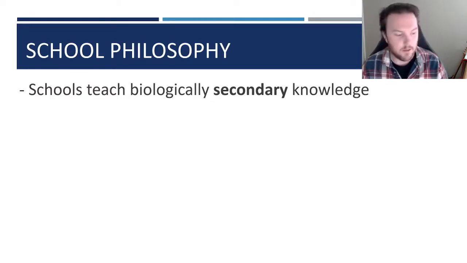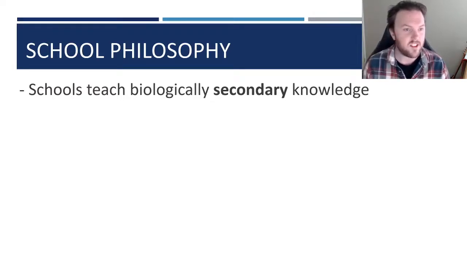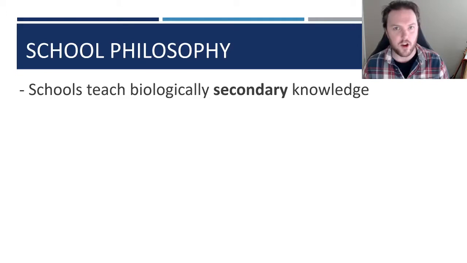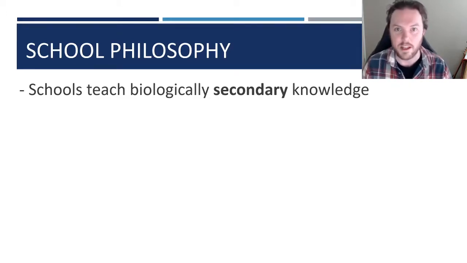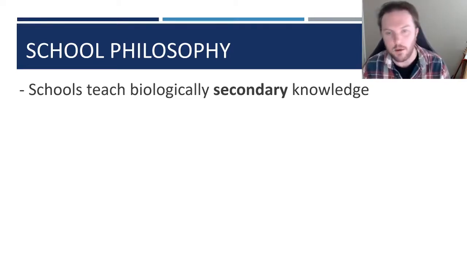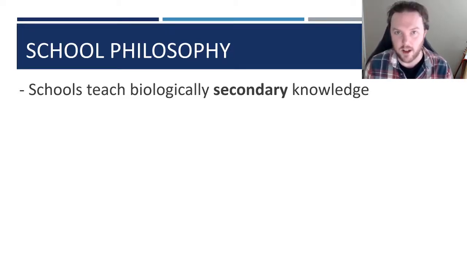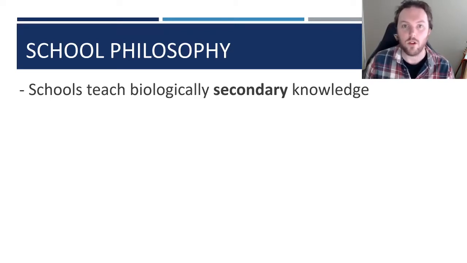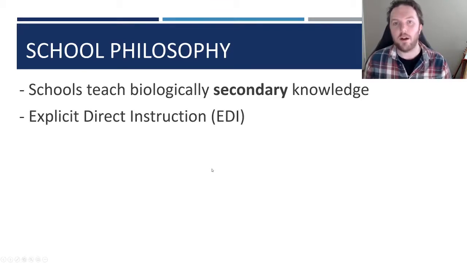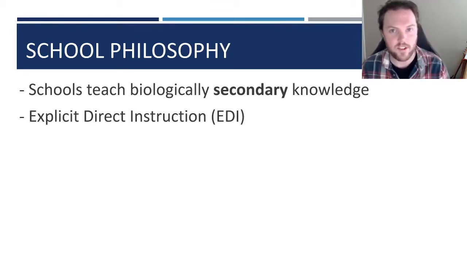So, reading and print systems and languages, written languages, they're entirely artificial constructs, right? And as a result, the vast majority of students need help in order to learn to read. We know that there are very rare exceptions. Some people are able to teach themselves. So yeah, we operate under the assumption that schools teach biologically secondary knowledge. So we're there to teach students the things that they could not learn to do themselves. And we use a pedagogical model called explicit direct instruction for that. So just a very quick summary of EDI is, it's teacher-led.